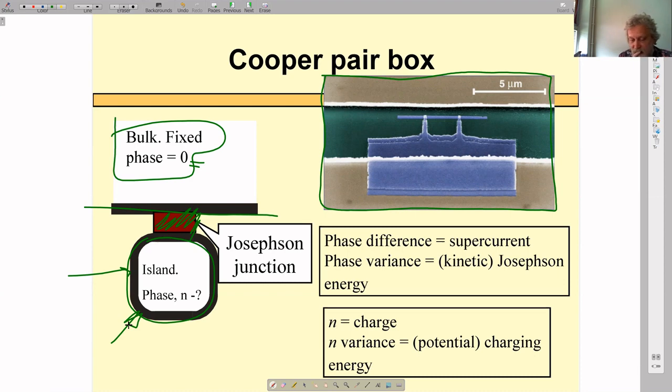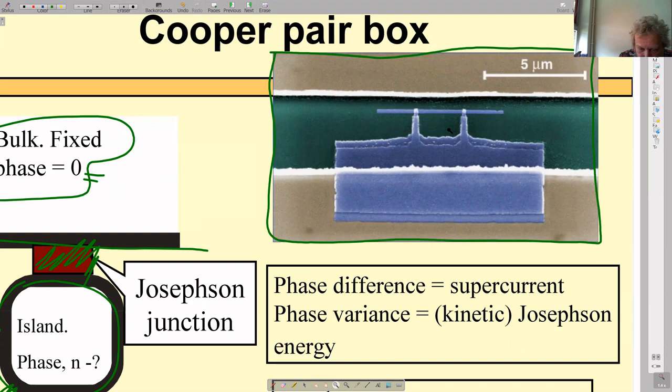Right, what I want to say about this device, given a relatively short time left. First of all, let me localize the island in this picture. The picture is colorful, but it might be confusing. So the island is eventually that long stick. The island has to be small, and the Josephson junctions are here.